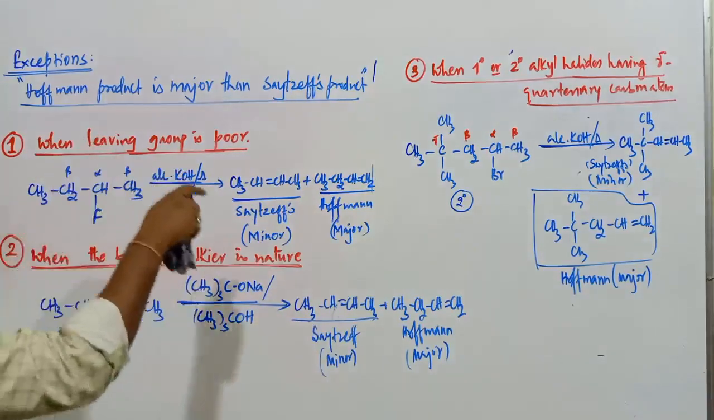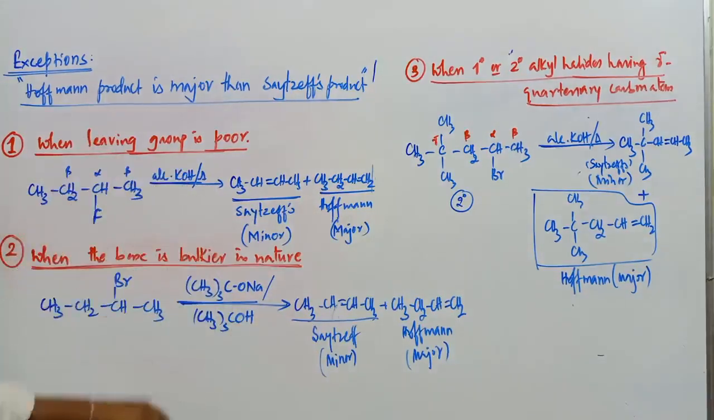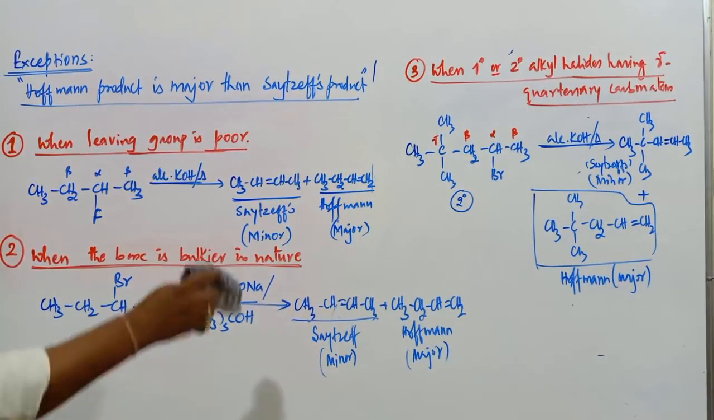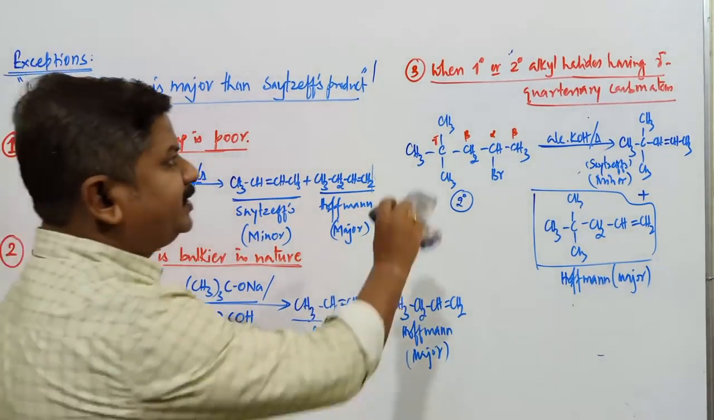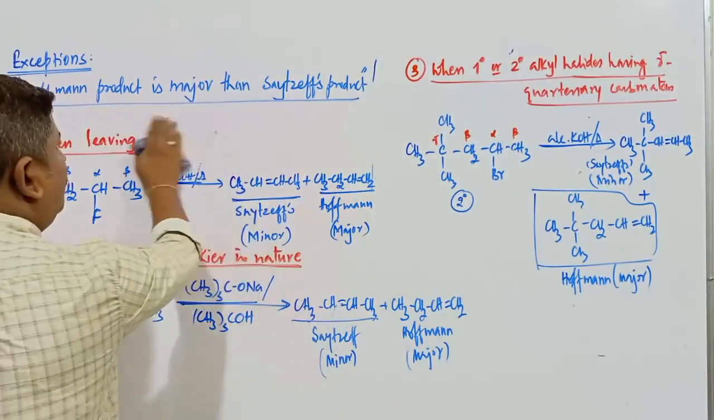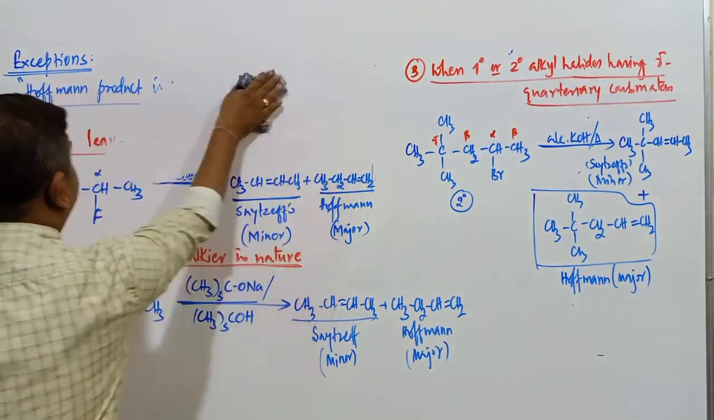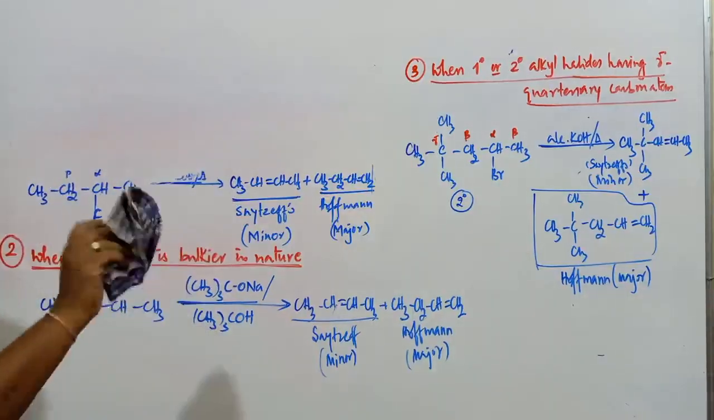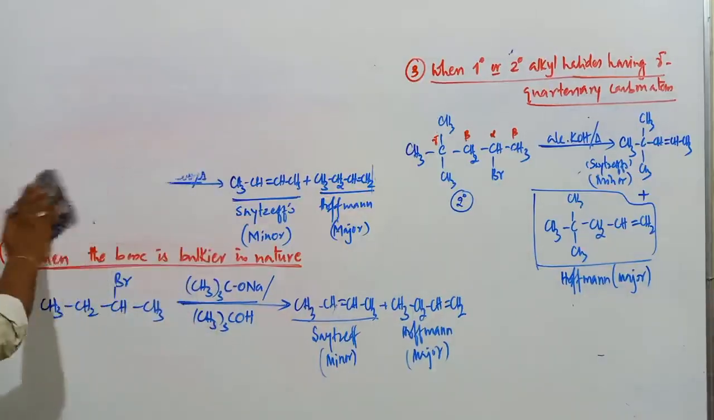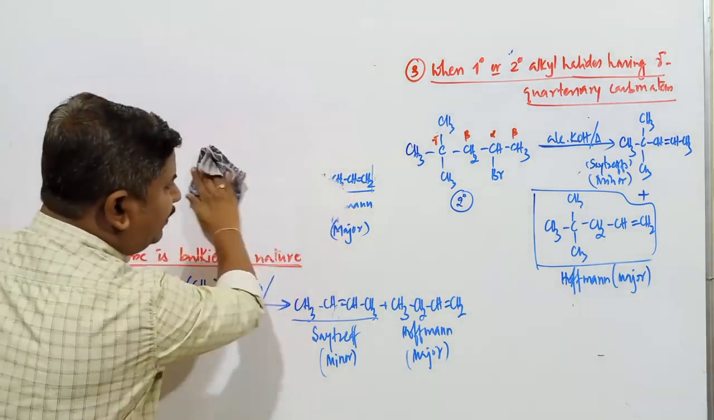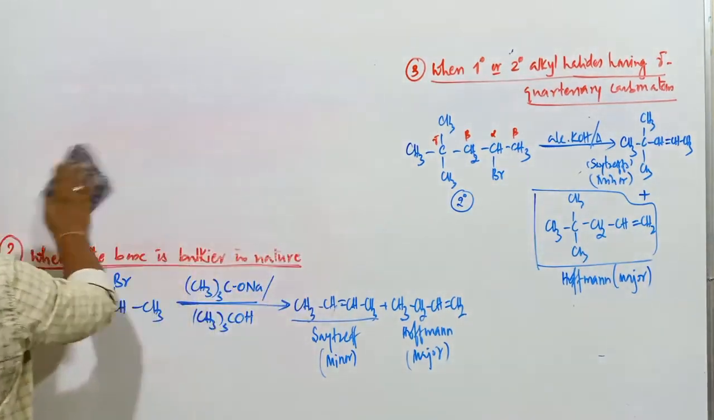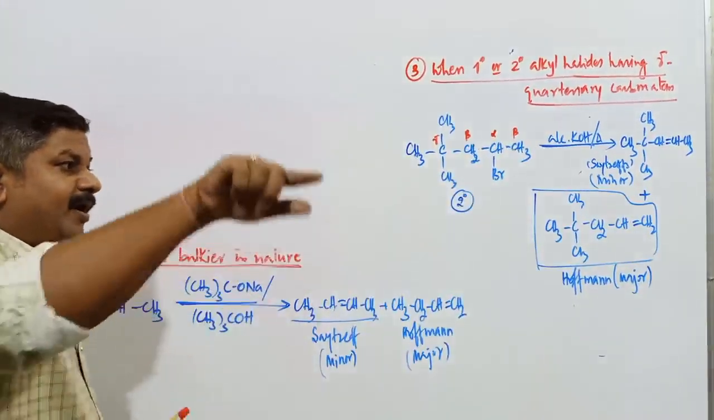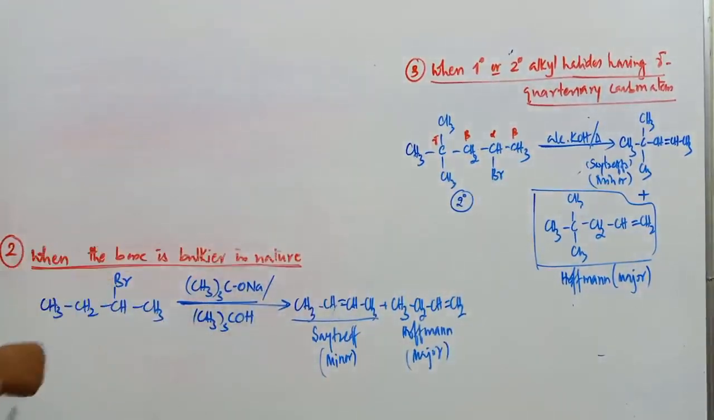First, the leaving group is going to be poor. Next, the base is going to be bulkier in nature. After that, whenever any alkyl halides, that is primary or secondary alkyl halides, have gamma quaternary carbon. So these are some particular examples where the Hofmann product is the major product. In examination you may come across a reaction: which of the following compounds gives the Hofmann product as a major product. Follow these particular conditions.